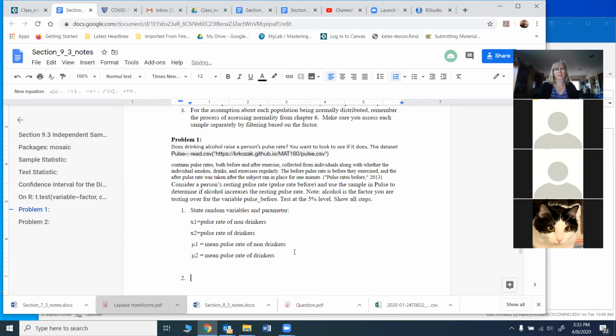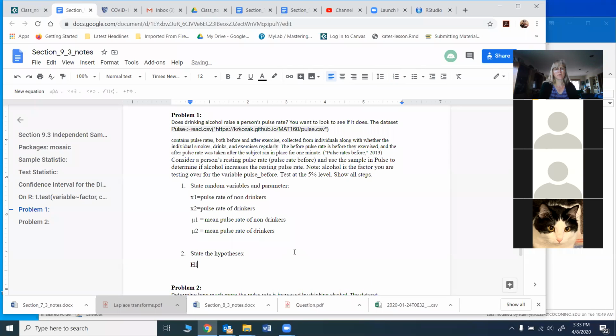Now we get to our hypotheses. So again, we always have an H0 and an HA. I always do the HA first because the HA is the question I'm asking. And what question am I asking? If drinking affects their pulse rate. Okay, so that would mean that the mean pulse rate of non-drinkers is, now I have increase here, but let's just go with difference, because I like your word better. So let's say if alcohol changes the resting pulse rate.